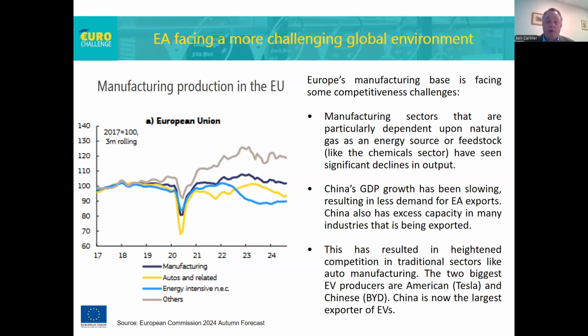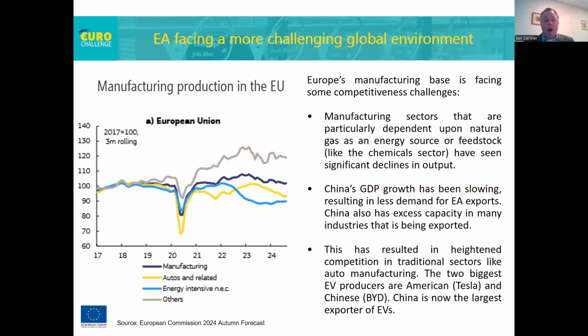But China, because growth has slowed domestically there, has massive overcapacity in a lot of its manufacturing sector. And what they've been doing is exporting those goods abroad. And those goods often are cheaper than their European competitors. And so this has been taking market share from European companies.